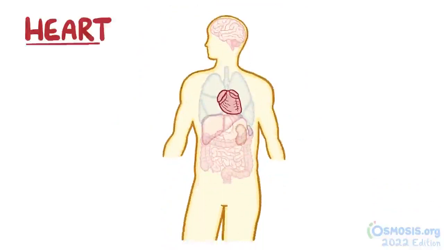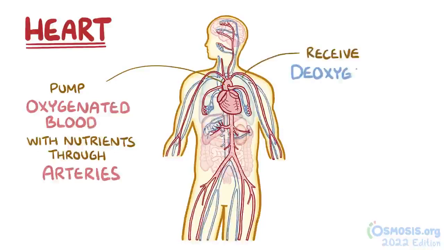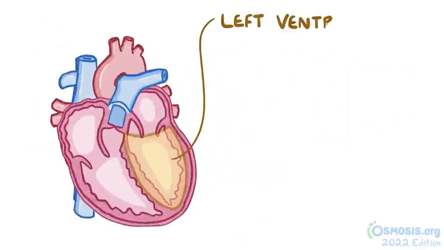The main job of the heart is to pump oxygenated blood with nutrients through the arteries to the body's tissues, and then receive back deoxygenated blood full of waste products through the veins. Now let's zoom into the left ventricle.